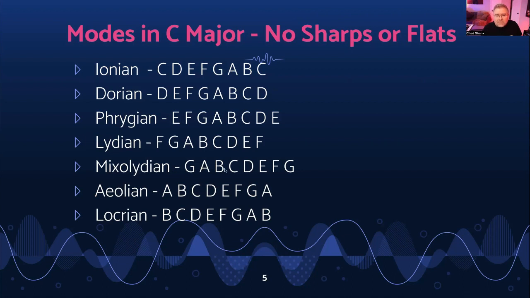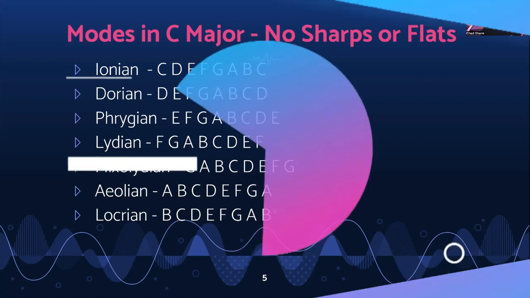So that goes G, A, B, C, D, E, F, G. Aeolian, also known as the relative minor, starts on A and goes to A. That's A, B, C, D, E, F, G, A. That's a lot of times just called the minor scale. But the mode term for it is Aeolian. And then finally, Locrian goes from B to B, which is B, C, D, E, F, G, A, B.